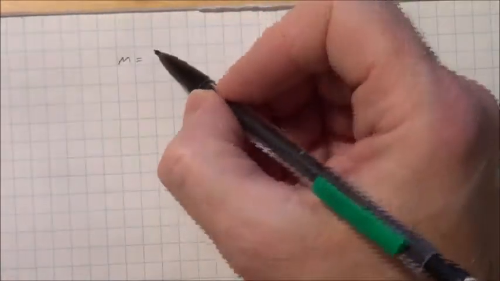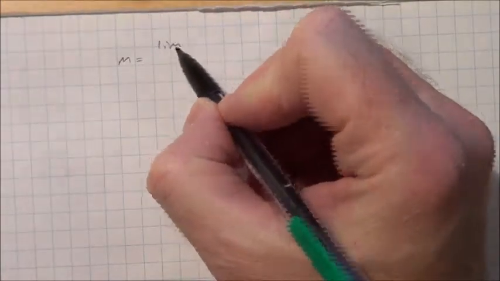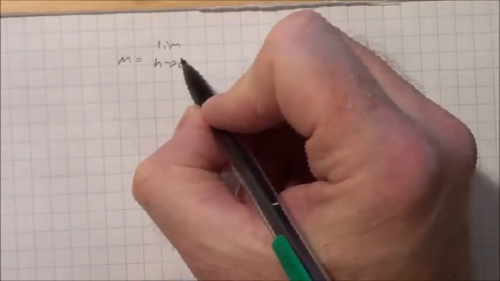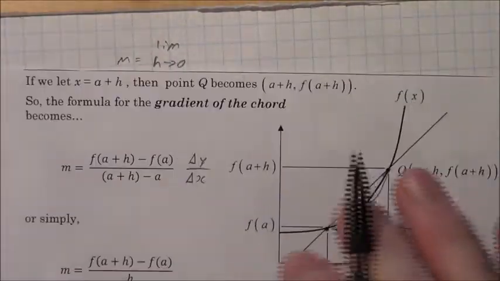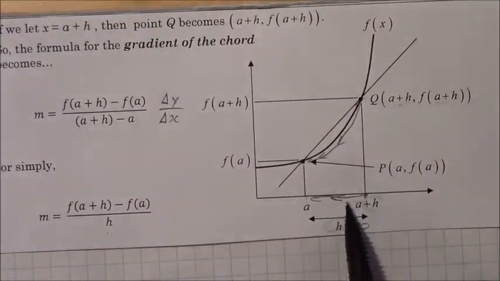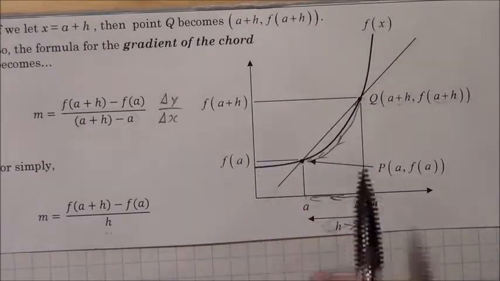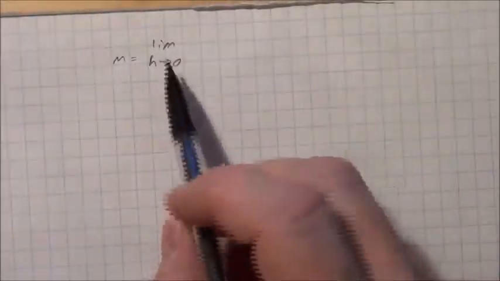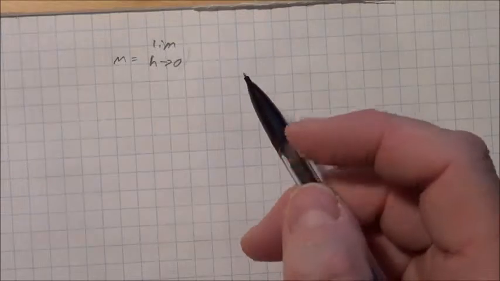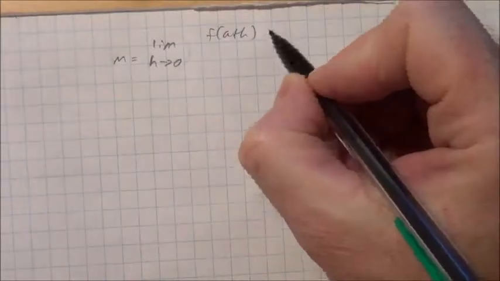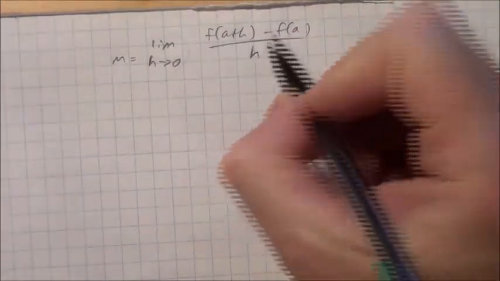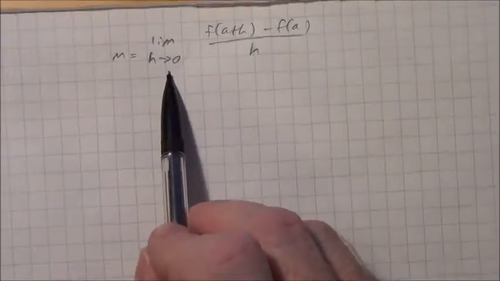So what we end up getting is the gradient function, or the gradient of that secant, is then found. Now that we're finding limits, we're going to use the limit notation because the distance h is approaching 0. So this is now the gradient of the tangent, which would then be the instantaneous rate of change of the function, is then f of a plus h minus f of a all over h as h approaches 0.